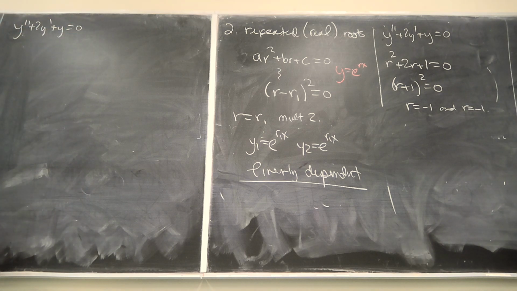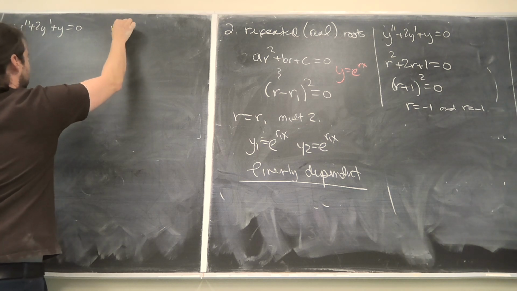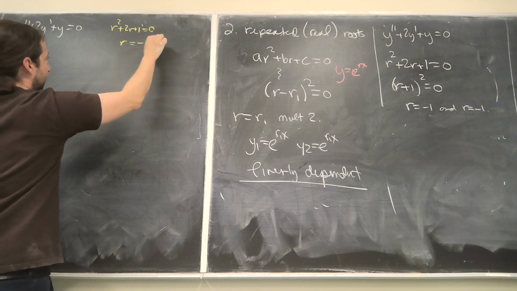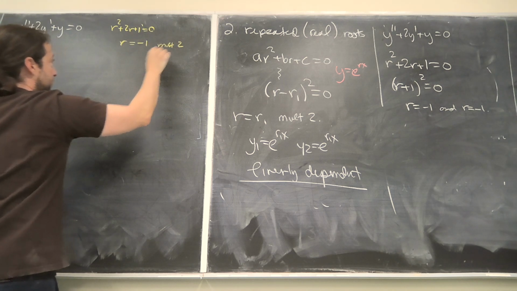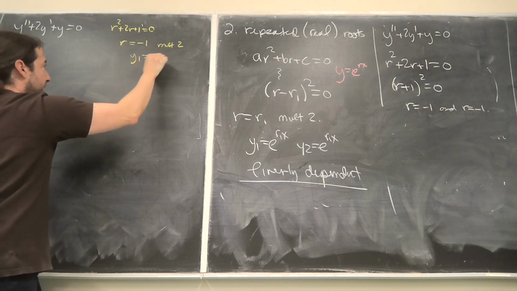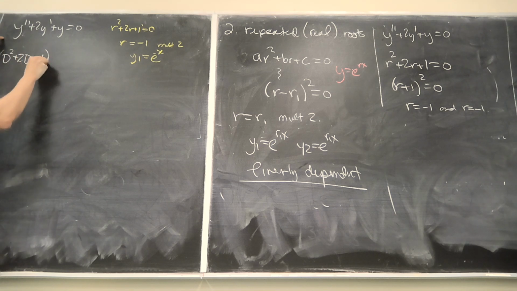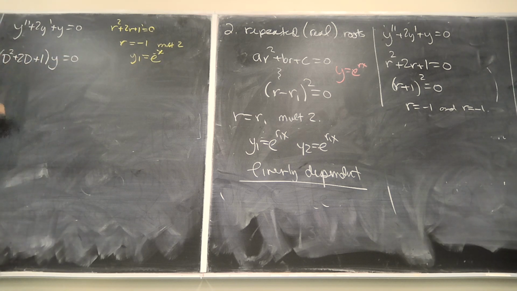And I already know that the auxiliary polynomial r squared plus 2r plus 1 equals 0 gave me r equals negative 1 with multiplicity 2. And so I know, at the very least, I've got this as a solution. So the approach that we're going to take runs through thinking about this in that differential operator language. I'm going to rewrite this as (D squared plus 2D plus 1)y equals 0, right? 2 derivatives of y plus twice 1 derivative of y plus y equals 0. So it's a symbolic recoding.